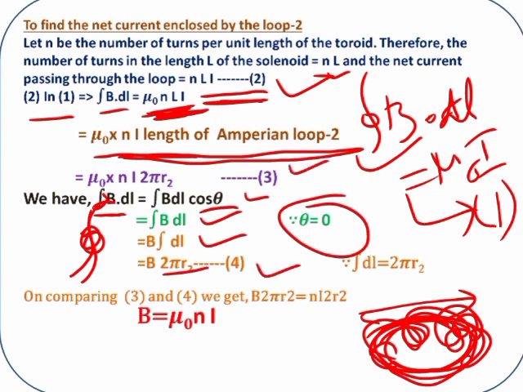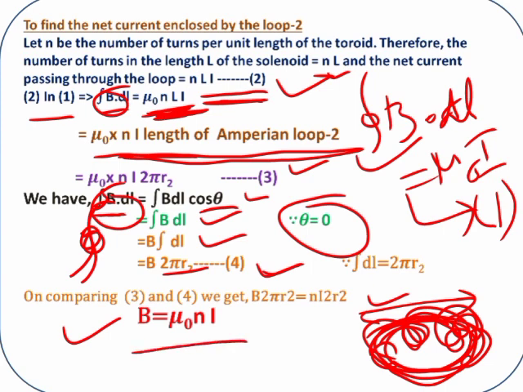Now compare equations 3 and 4, because both are for B dot dl, the LHS side is the same, that is the reason we have to compare equations 3 and 4. After comparison of equations 3 and 4 and after simplification, we will get B is equal to mu naught into N into I.